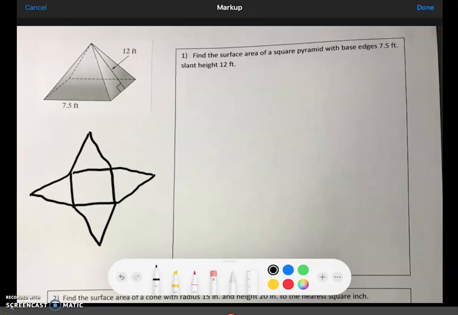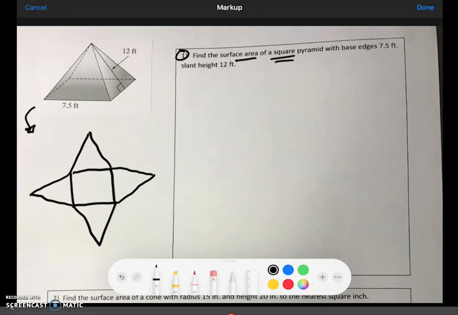And we're going to flip to the second page here. We're going to do number 1. I've already preset a net here for this pyramid. But let's read the directions for number 1. It says find the surface area of the square pyramid with base edge 7.5 and slant height of 12. So you can obviously see the picture there.